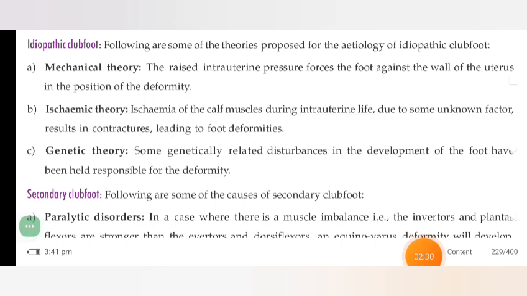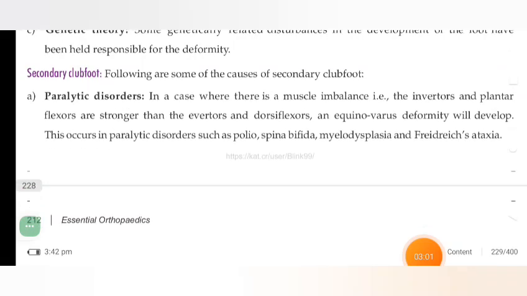Mechanical theory, in which raised intrauterine pressure forces the foot against the wall of the uterus in the position of the deformity. Ischemic theory. Ischemia of the calf muscle during intrauterine life due to some unknown factor results in contractures leading to foot deformities. Genetic theory. Some genetically related disturbances in the development of the foot have been held responsible for the deformity.